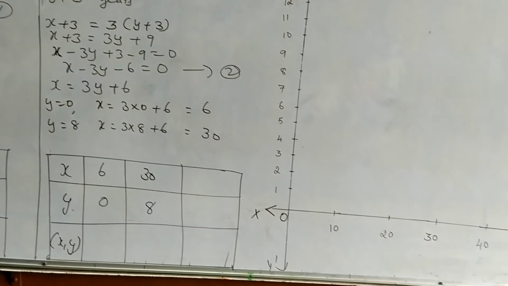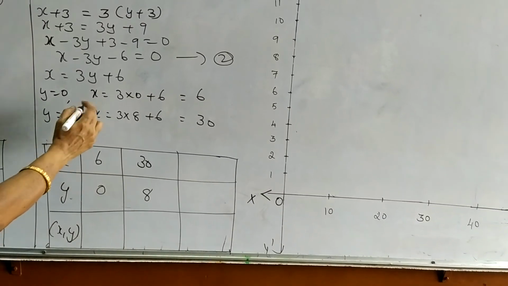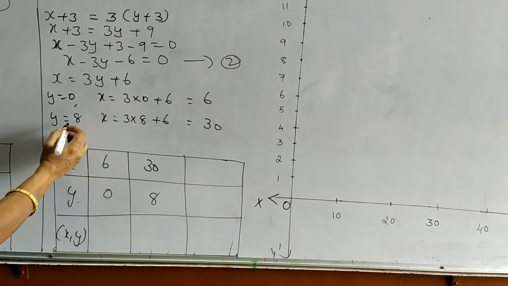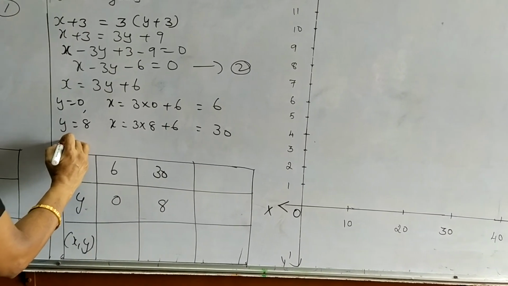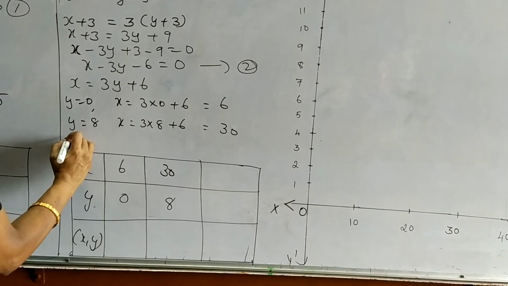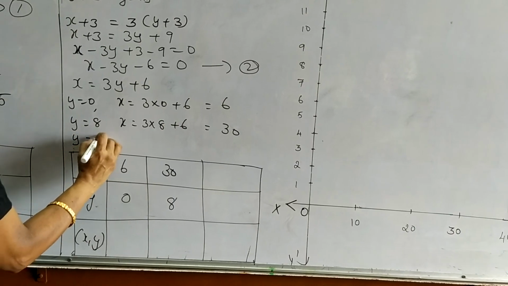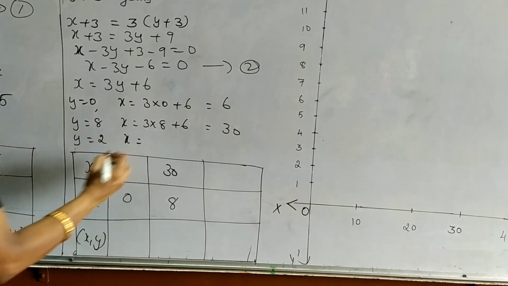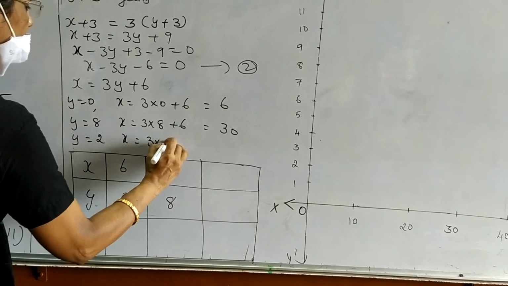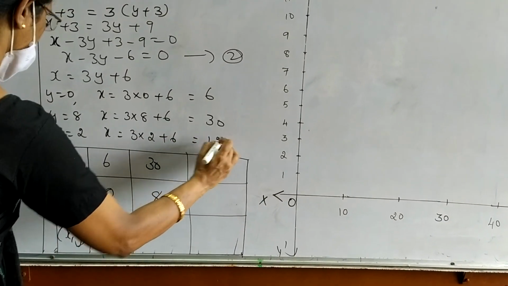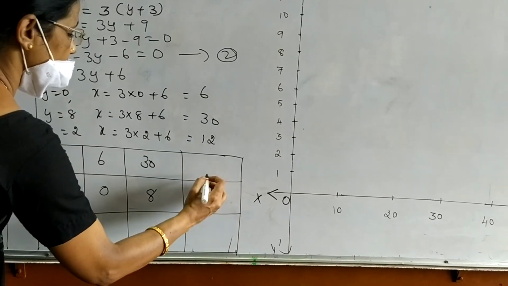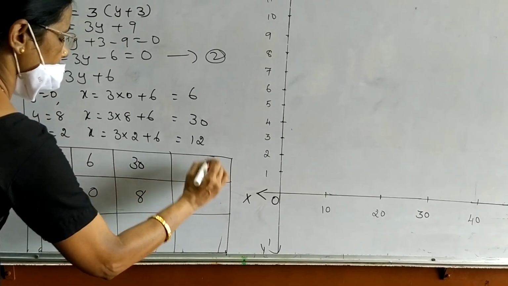The third convenient value, y is equal to 2. Any value we can put. I put y is equal to 2. x becomes 3 into 2 plus 6. So 6 plus 6 becomes 12. So when y is equal to 2, x becomes 12.